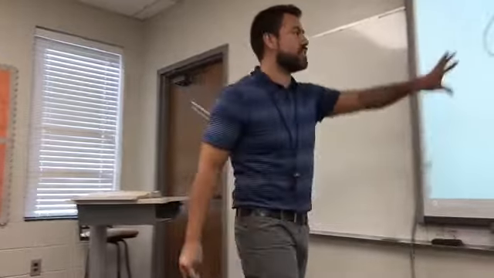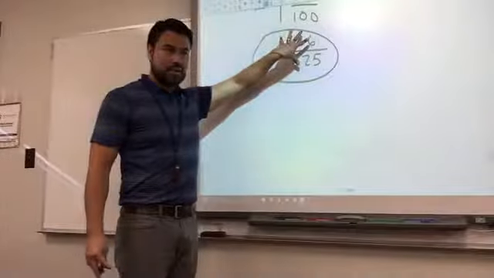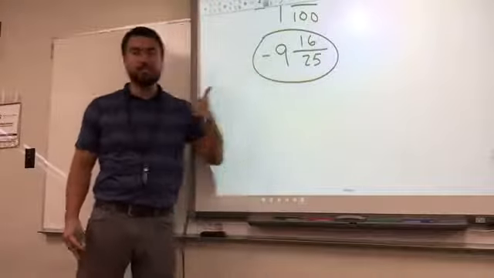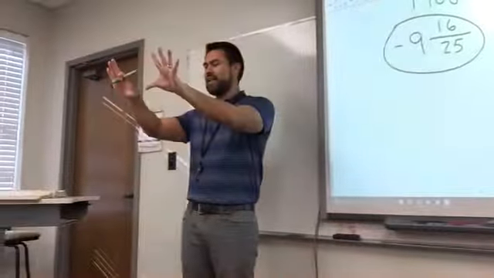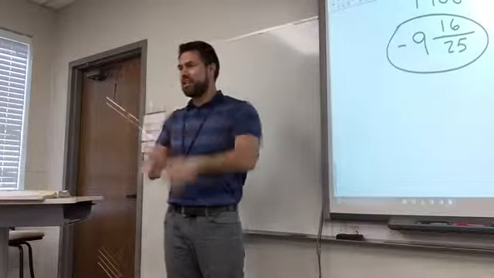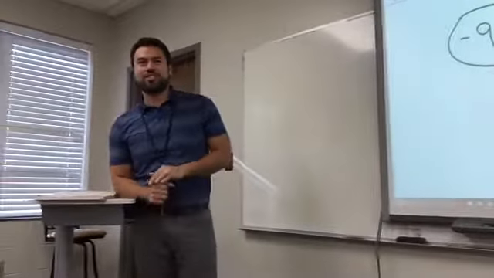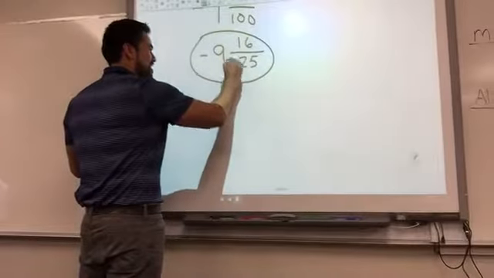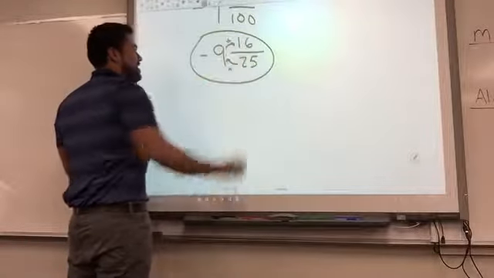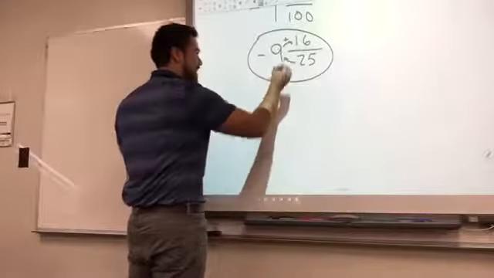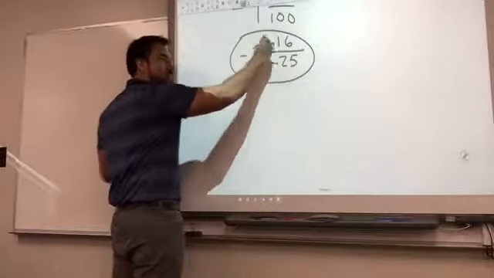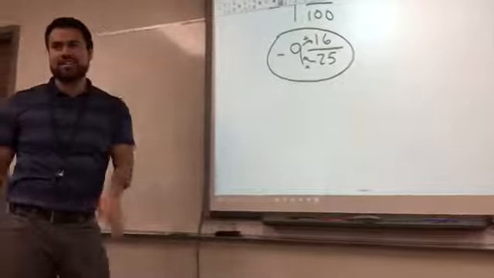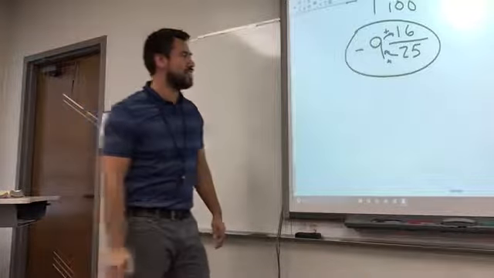I'm confused. So how do I change this mixed number into a fraction? Because right now it's a mixed number. That means it has a whole number part and a fraction part. How do I change it to a fraction? Do you guys remember this? Multiply and add. Do you guys remember how to change a mixed number into an improper fraction? Yes. That's what I'm asking.